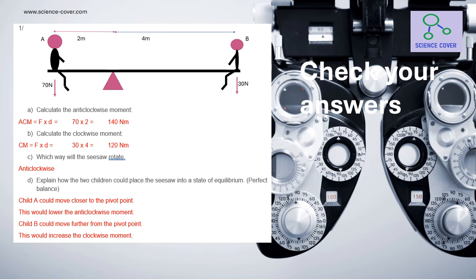Explain how the two children could place the seesaw in a state of equilibrium. That means we perfectly balance it. To do that, child A could move closer to the pivot point. This would decrease the anti-clockwise moment. Or, if it's possible, child B could move further from the pivot point, and this would increase the clockwise moment.